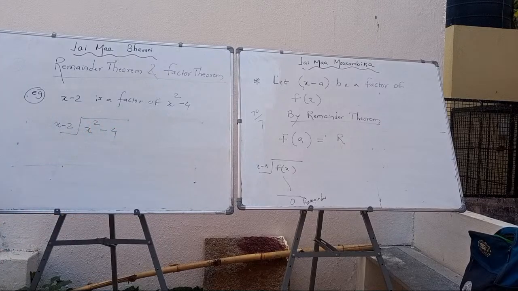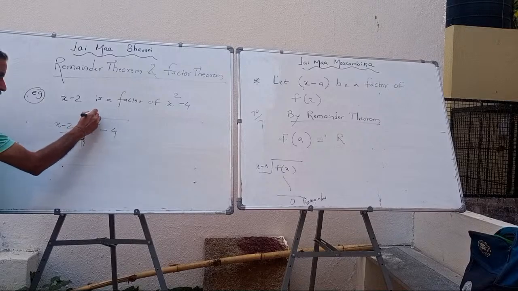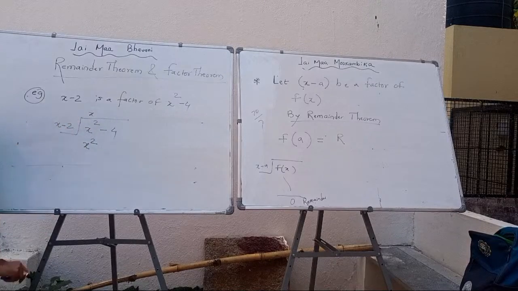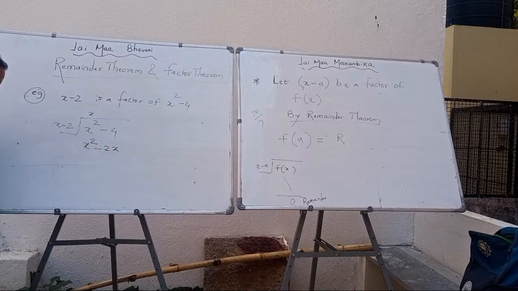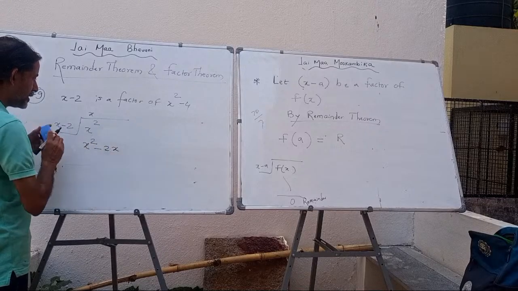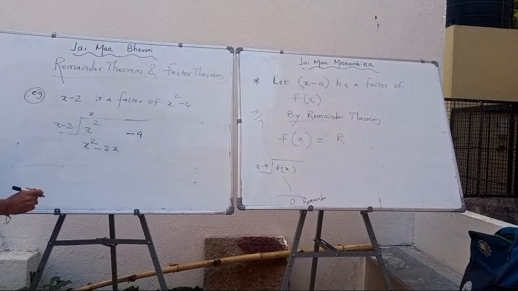Shall we divide? Let's start. What should I do? X into X, X into x square, minus 2x. Okay. Now, one second, let me write this a little bit further. Okay, this is fine.